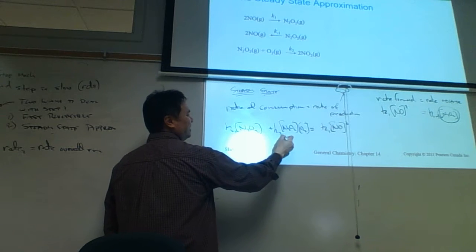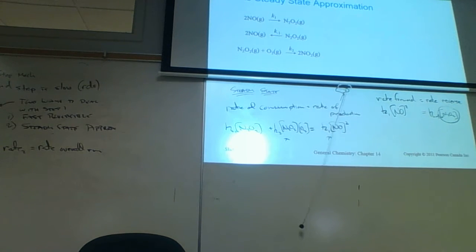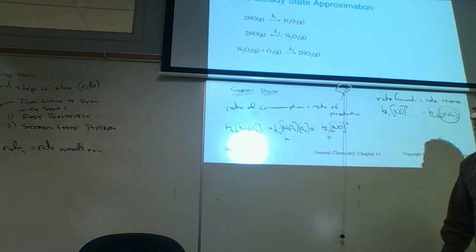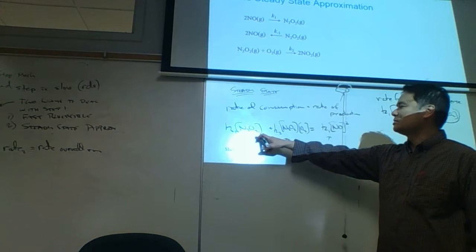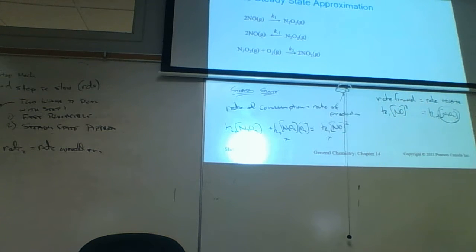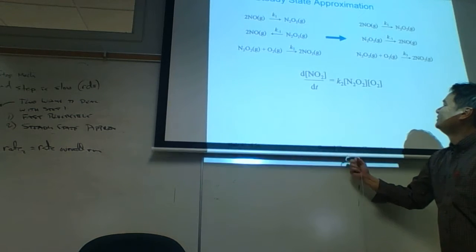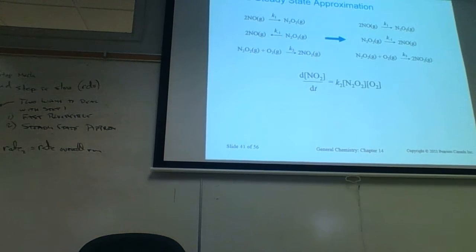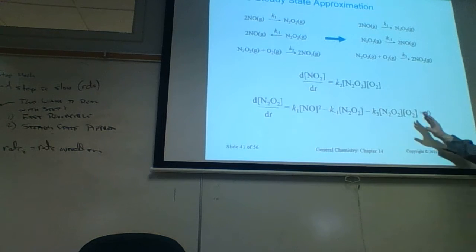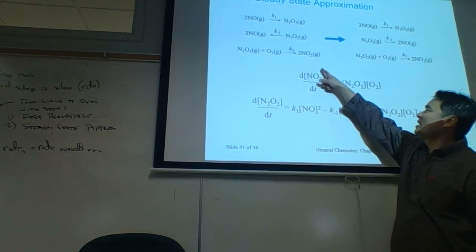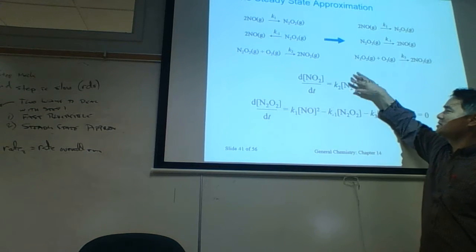And so we consume it here and we produce it here. So the rate of consumption is equal to the rate of production. So let's take the production rate and subtract the consumption rate. This is what we get. And so again, the rate law for the reaction is given by the slow step. And this is the overall rate of the reaction.